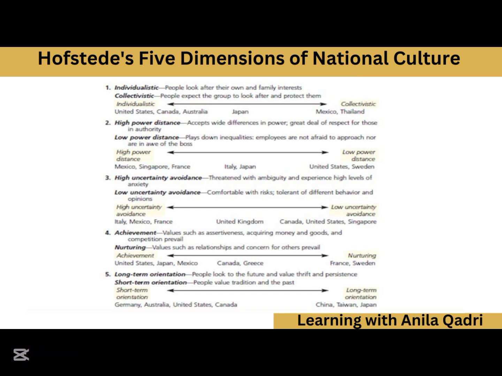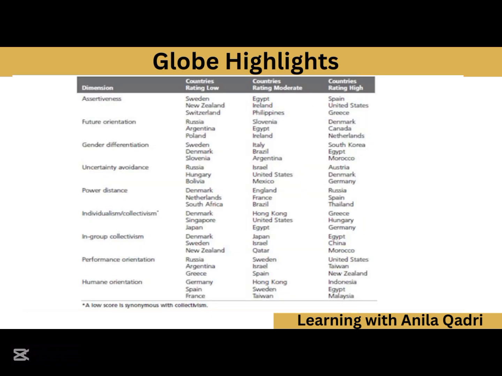Alright, here you can see GLOBE highlights. We can see assertiveness in countries like Sweden, New Zealand, Switzerland. This is just a simple chart. You can have a look.